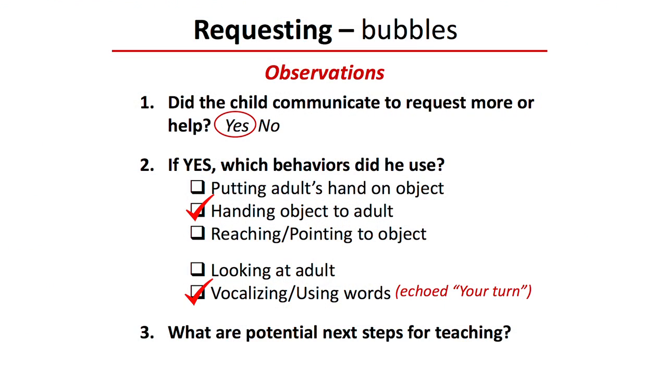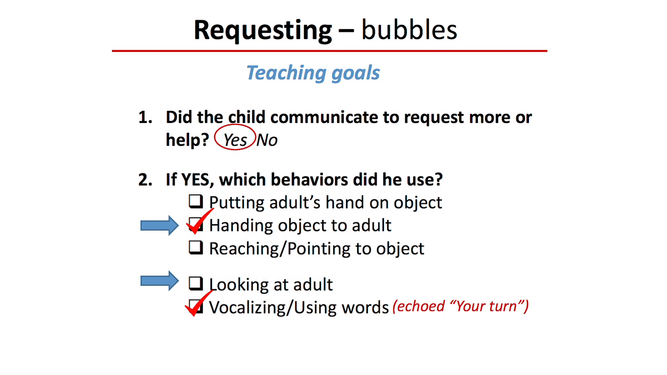So let's look. Did he communicate to request? Yes. Which behaviors did he use? Anything in the top three? Okay. So he handed it, and then he vocalized. He echoed, your turn. Okay, so let's talk about what the next steps are for teaching. Since he's already handing an object, we can teach him how to hand it with eye contact.